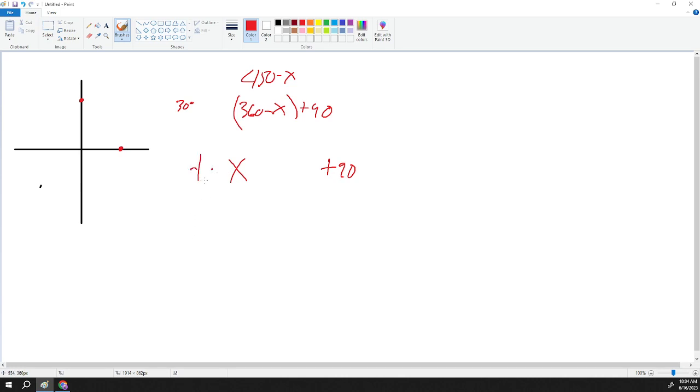So if we combine this together, we have negative x plus 90. So this one is almost correct, because 450, if we try to limit it to just 360, so 450 minus 360, it'll be 90. It's just equal to 90 minus x. So close, right?